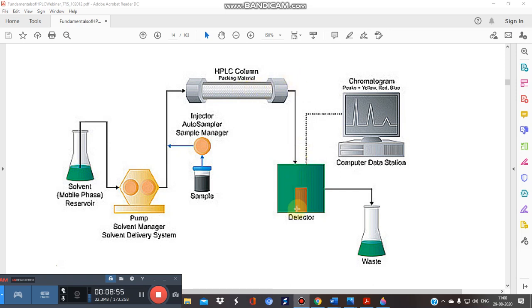So we will use a different type of detector, particularly for HPLC purposes. And yes, the chromatogram will appear in the form of different peaks. We will interpret these peaks, and the final results are calculated. And for the waste, there is another place for the waste. So this is the whole instrumentation setup of the HPLC.